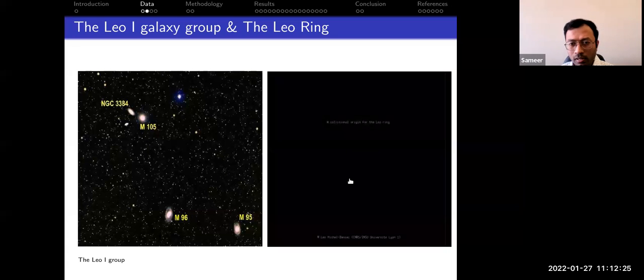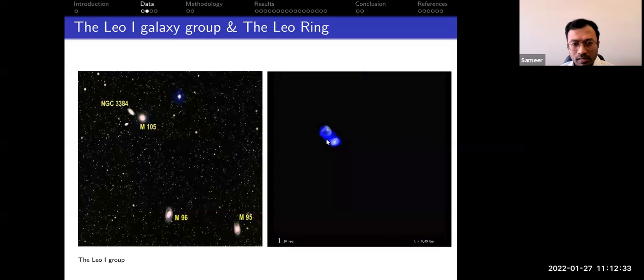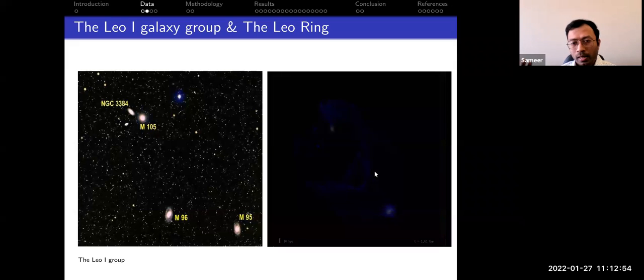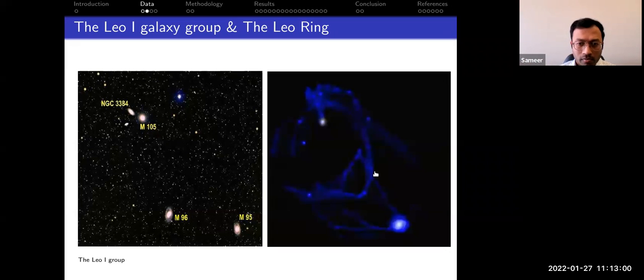I'll just play this simulation to show how this ring could have originated. So this M96 is passing through NGC 3384 there, and all the gas in NGC 3384 has been stripped off that galaxy, and this galaxy is now encircling around M105. And this collisional encounter, according to the simulation, happened 1.5 billion years ago. And this is a hypothesis. So with this work, we are testing, from the properties that we derive, whether it is pristine or whether it is from this merger event.